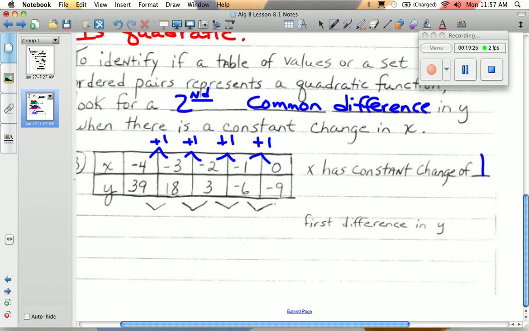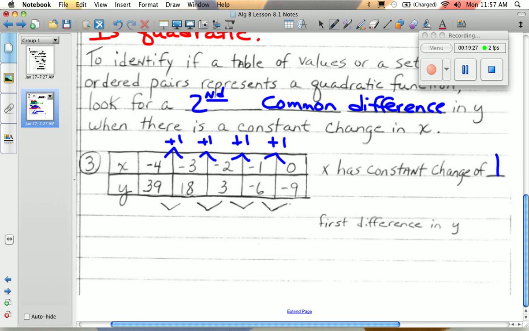So the first thing we have to do is find the first difference, and then we'll find the second difference. Finding the first difference means this: what do you have to do to get from the first y value to the second y value? Subtract. Okay, what are we going to take away? 39 subtract 18. Does it go up by 21 or down by 21? It goes down by 21. 39 take away 18 is 21, but it went down 21, not up 21, so that's why we have to make it negative.